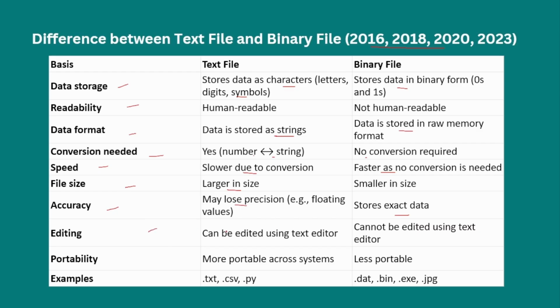Editing: text file can be edited using text editor. Binary file cannot be edited using text editor. Then is portability. Text file is more portable across systems, and binary file is less portable. Examples of text file: .txt, .csv, .py file. Examples of binary file: .dat, .bin, .exe, .jpg. So all the images, videos, all these are examples of binary file.